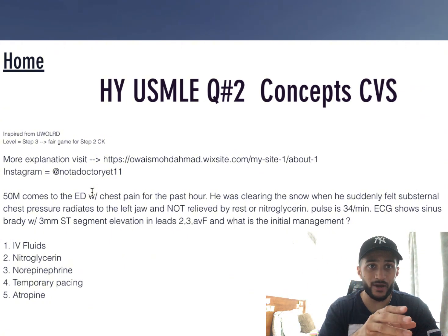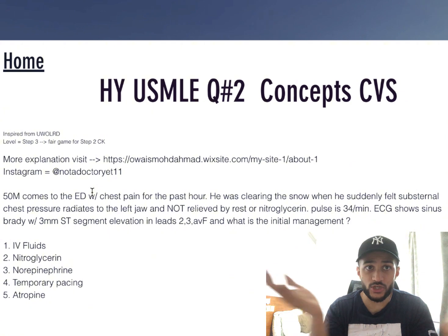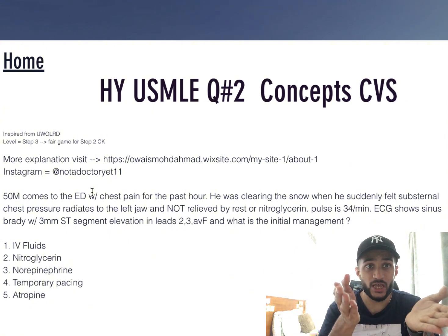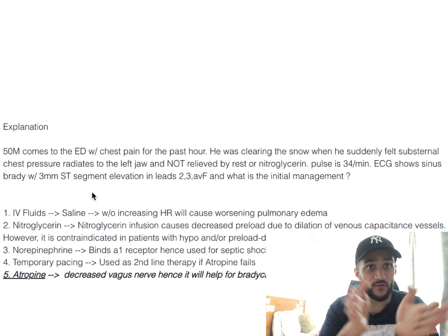So guys, just to summarize, never give IV fluids in a patient with a low heart rate. Never nitroglycerin, wrong answer, because that's going to lead to venodilation, decreased preload, decreased venous return, decreased blood pressure, and leading to death in this patient. Norepinephrine, it's for septic shock. Option number 4, temporary pacing, that's second line treatment for bradycardia. And option number 5 is atropine, which is the correct answer, which will be really helpful in this scenario where we have right coronary involvement and he has a really low heart rate, 34 beats per minute.